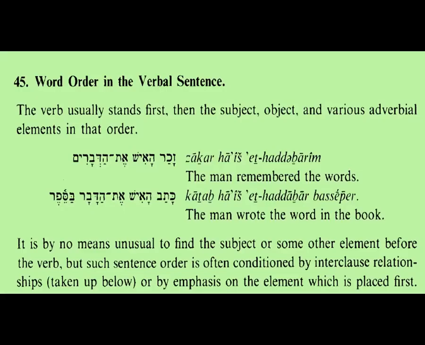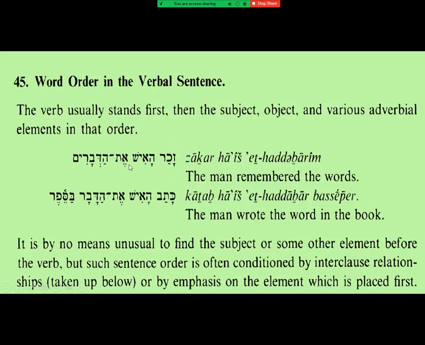All right. Okay, the word order in a verbal sentence is the 45th section of our book. Normally the verb comes first, then the subject, then the object, and then the adverbs in that order. For example, here we see the word zakar, which means remember. This is the masculine singular, so it would mean he remembered. Ha-ish means the man, so the man remembered.